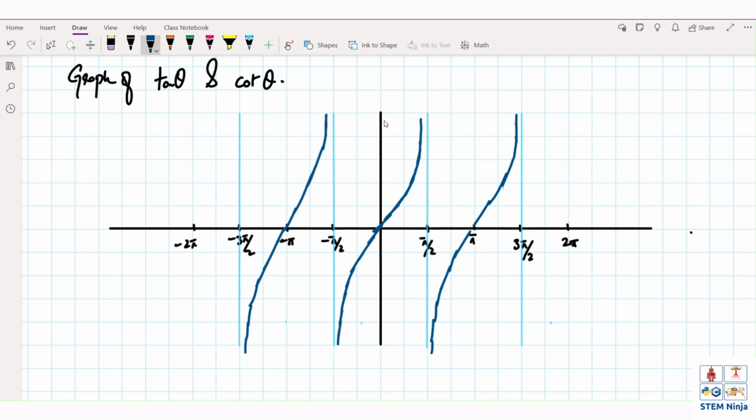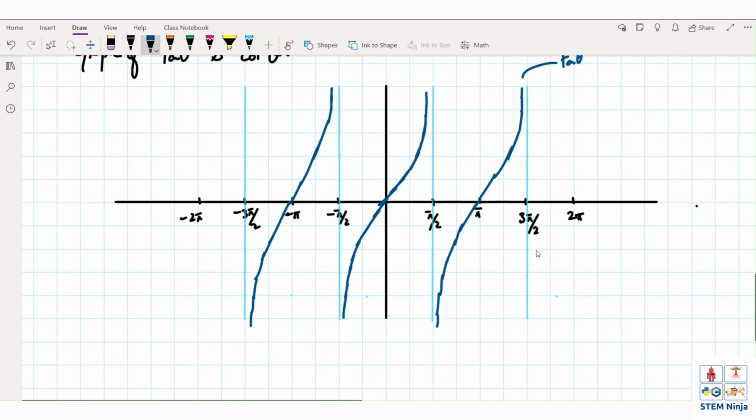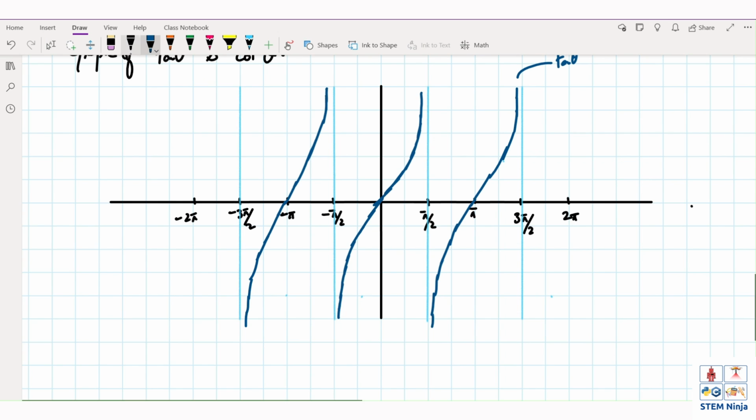Yeah, so this is the graph of tan theta. Tan theta does not exist at odd multiples of pi by 2, backwards or forwards, but it does exist at even multiples of pi by 2. And this will be the recurring problem with the cot theta.